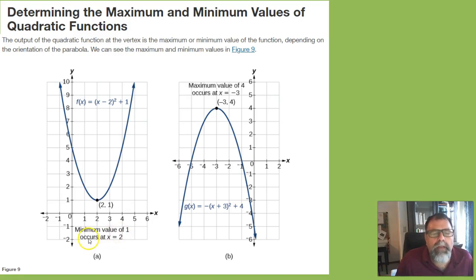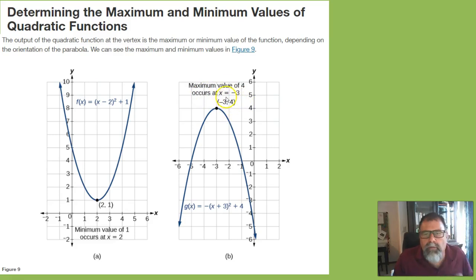And it occurs, or happens, when x is 2. Okay, so again, the max value or the min value is just the y coordinate of the vertex. In this one, it's opening downward, and it has a maximum value of the y coordinate at the vertex. So the maximum value is 4. So you don't say it's the point, it's 4. And then if you want to say it occurs when x equals -3, that's fine.